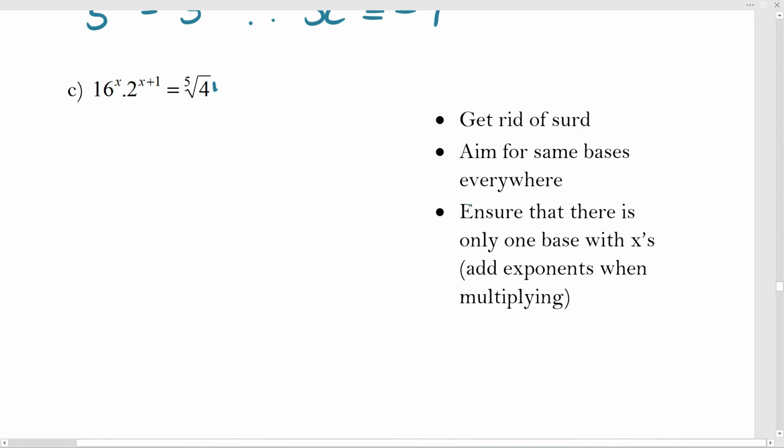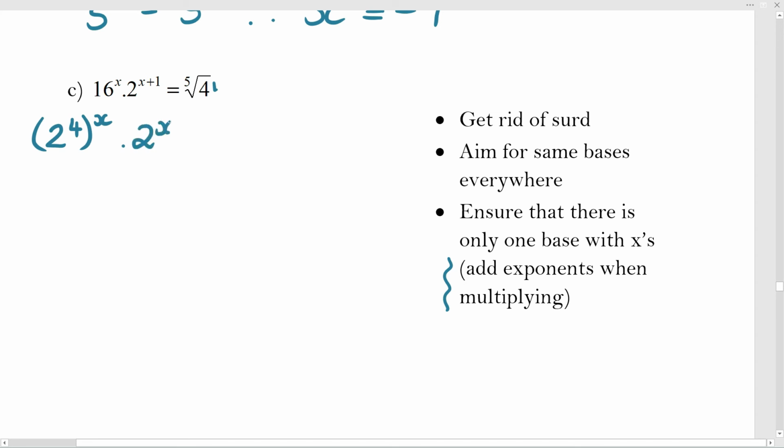Okay, so definitely going to change the surd. And then I want to get everything into the same bases. Okay, last tip here says ensure that there's only one base with x's. So let's see where that gets us. Okay, so the 16, let me go straight away and change that into 2 to the 4 to the x. Your brain might already be saying, but that's just 2 to the 4x, in which case please feel free to skip the step that I'm doing.